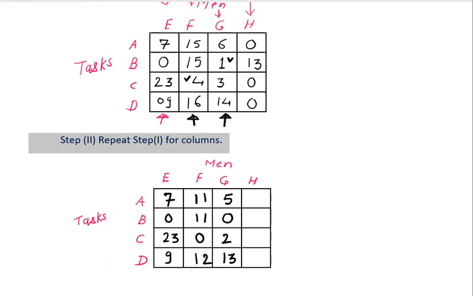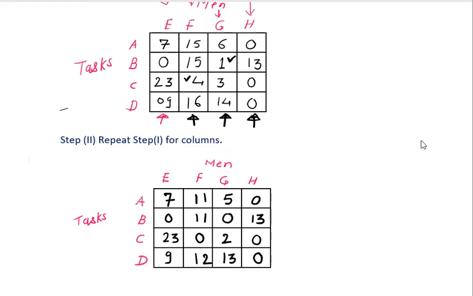Then in the last column, fourth column, smallest entry is 0, so subtracting 0 will not change the elements in the fourth column. So we get 0, 13 minus 0 is 13, 0 and 0. So this is the second step. Then we move to the third step.